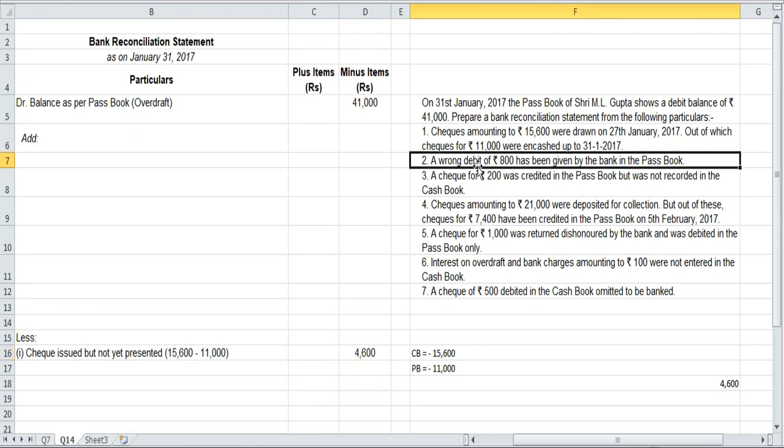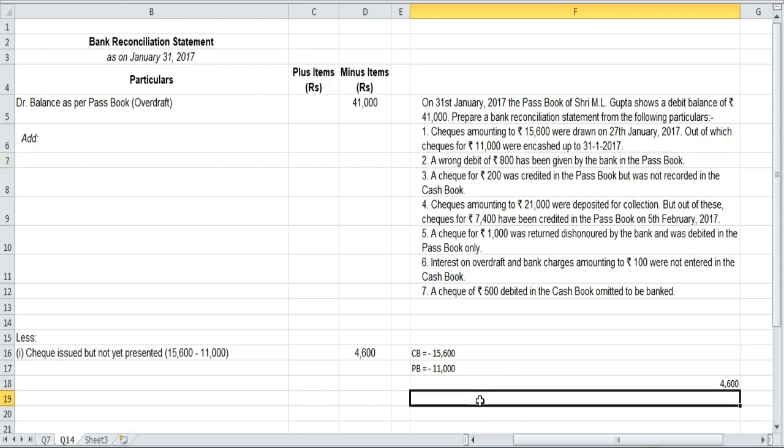A wrong debit of 800 has been given by the bank in passbook. Now here we are starting with the passbook. So the passbook has wrongly debited your account, that means they have deducted 800. Okay, wrongly. So your passbook is less by 800. They have cut 800 rupees.